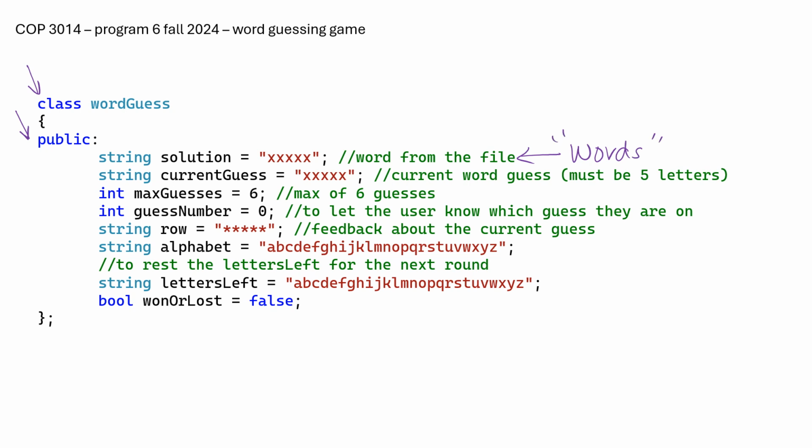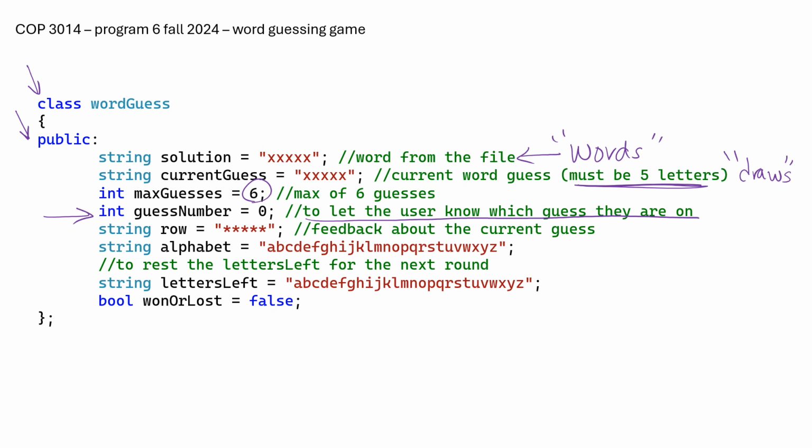Then the user gives a current guess. You have to ensure that that current guess is 5 letters. So for example, they enter draws. All right, you're going to have 6 guesses. This variable, guess number, is strictly just to let the user know which guess they are on. So take a look back at the sample output, which I'm going to go over in a minute.